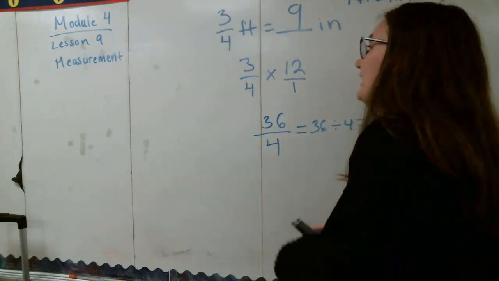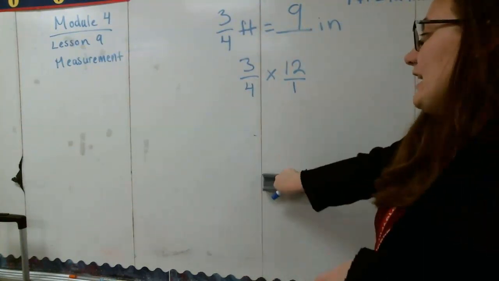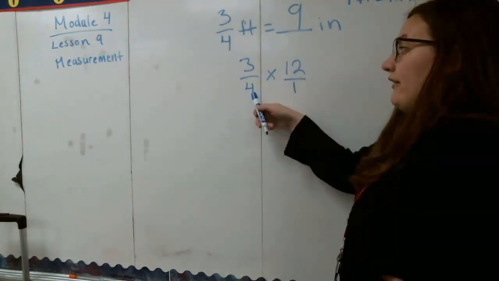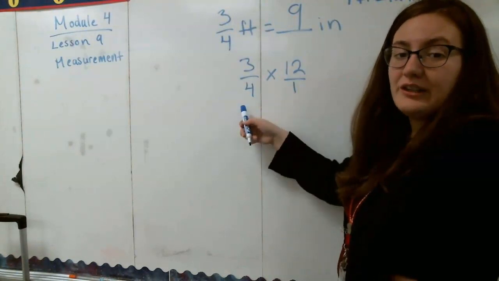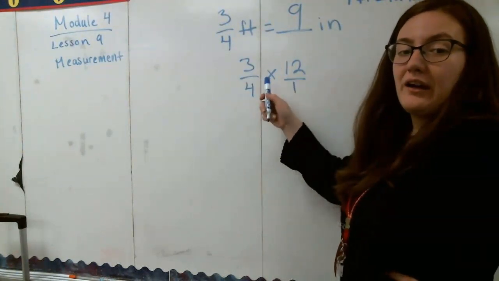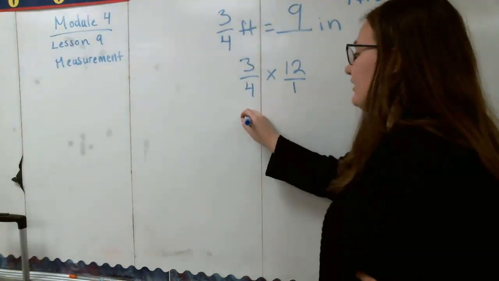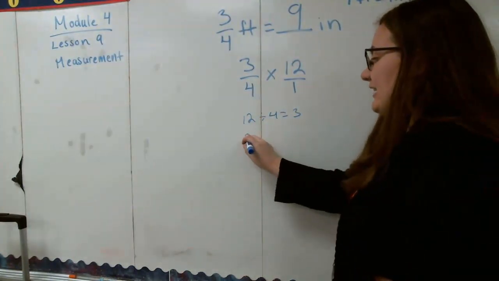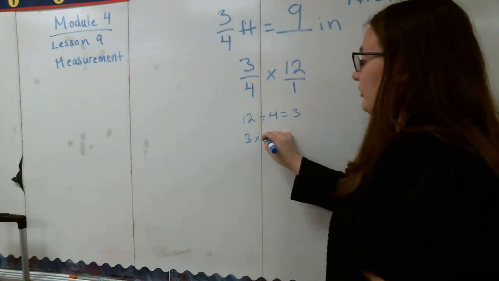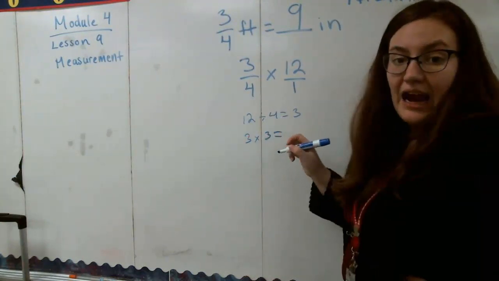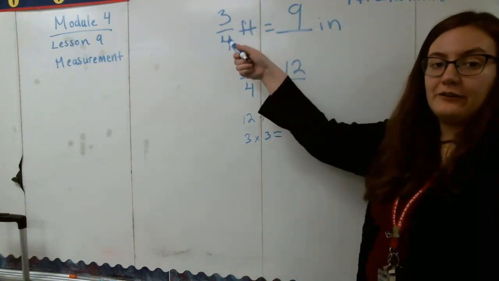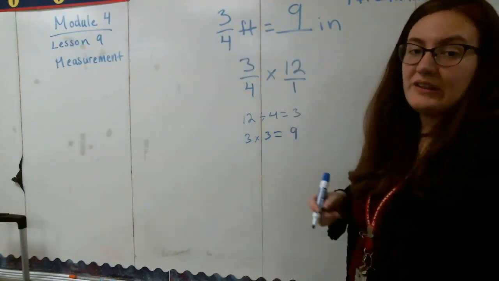Now another way that you could solve this 3/4 times 12 is you can use that Mrs. O'Meara way. So you can think of, well, what's 12 divided by 4? Remember, you take the whole number divided by the denominator. 12 divided by 4 is 3. And then we take this answer and we multiply it by the numerator. And 3 times 3 gives me 9 as well. So this lets me know that 3/4 of a foot also equals 9 inches.